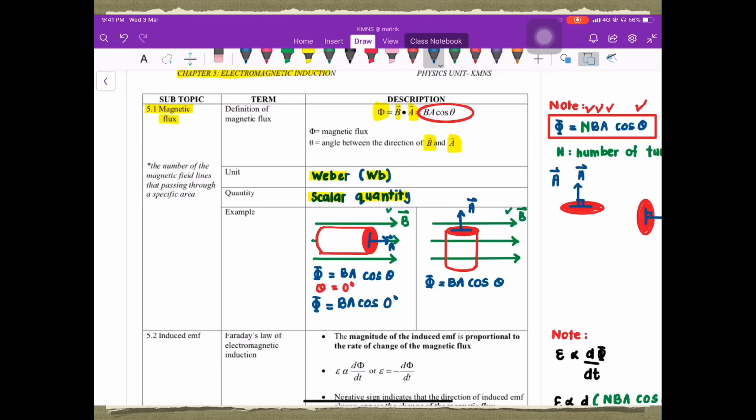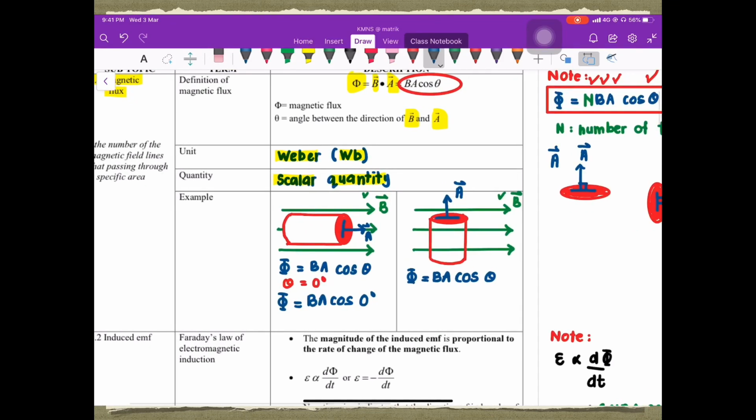For the second diagram, this is vector A, and this is the direction of B. The angle between them is 90 degrees, so theta is 90. So when we want to calculate magnetic flux, it is BA cos 90.